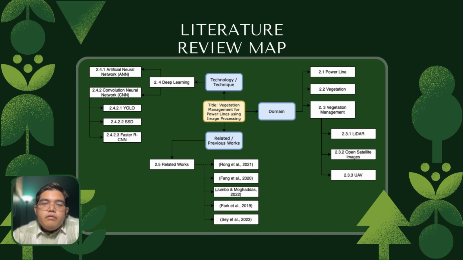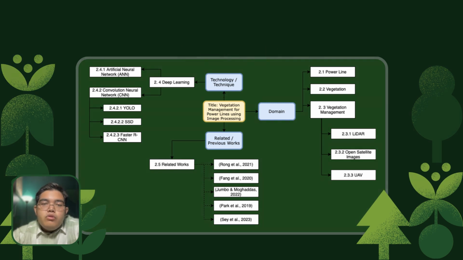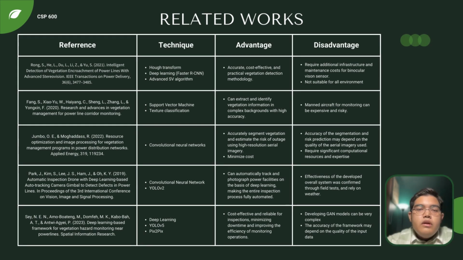And there are 5 related works related to this project. These are the 5 related works. The first paper uses Hough Transform Framework, Faster RCNN Model, and Advanced SV Algorithm, where the second paper uses Support Vector Machine and Texture Classification, whereas the other 3 papers all use Convolutional Neural Network, where the 4th paper uses YOLO V2 model and the 5th paper uses YOLO V5 and Pix-to-Pix model.